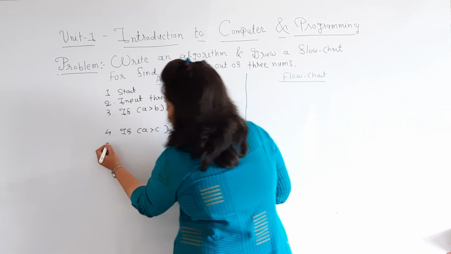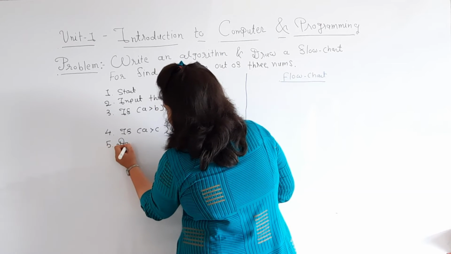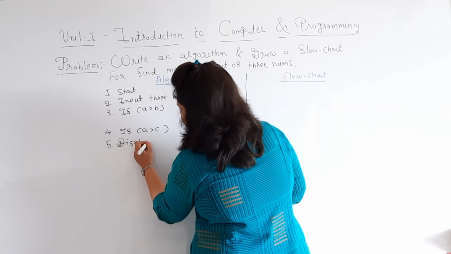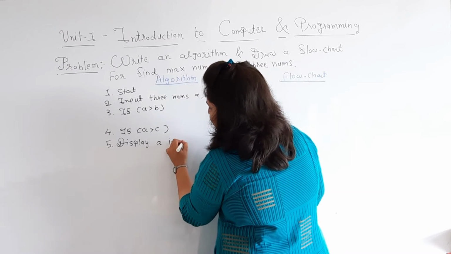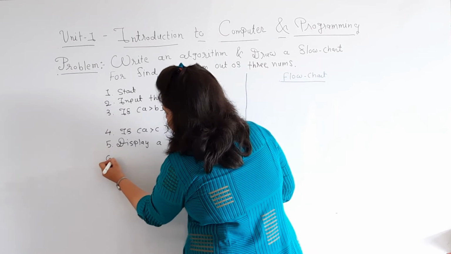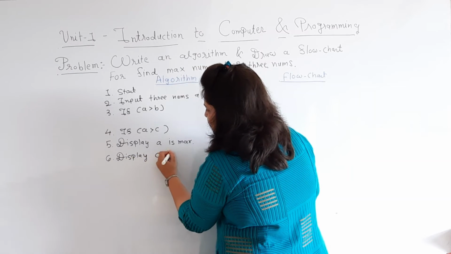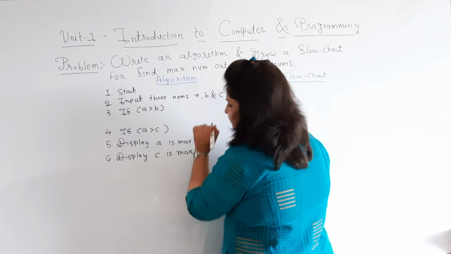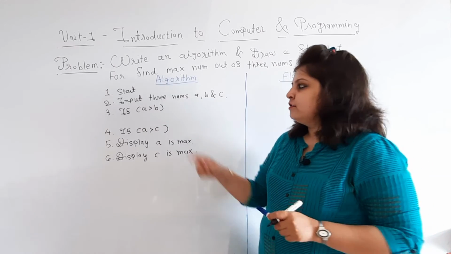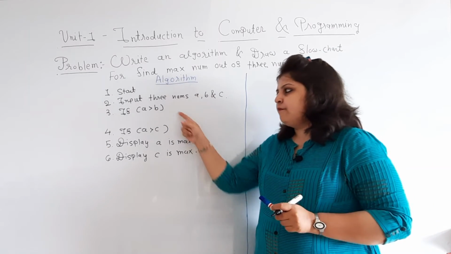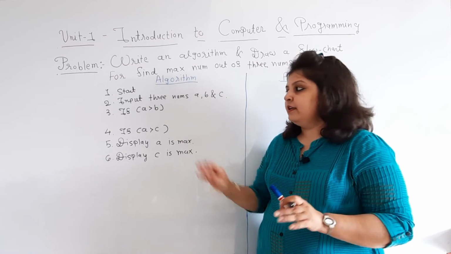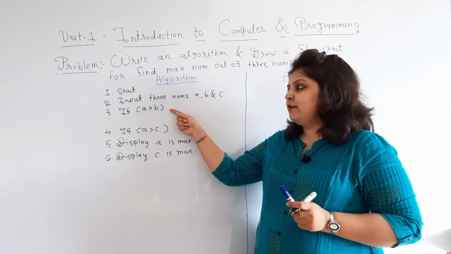So here, just to display the output, display A is max and the false part is display C is max. So the true part of this condition is completed. Now think about the false part of this condition.